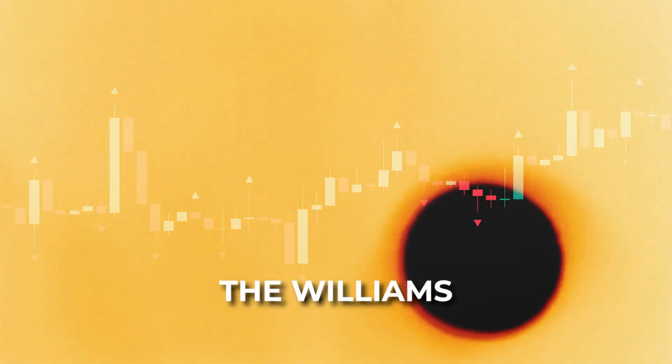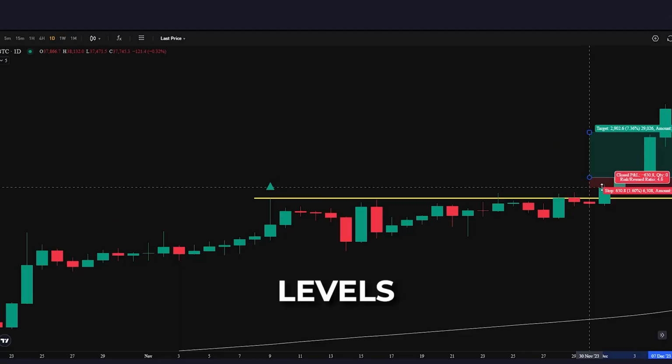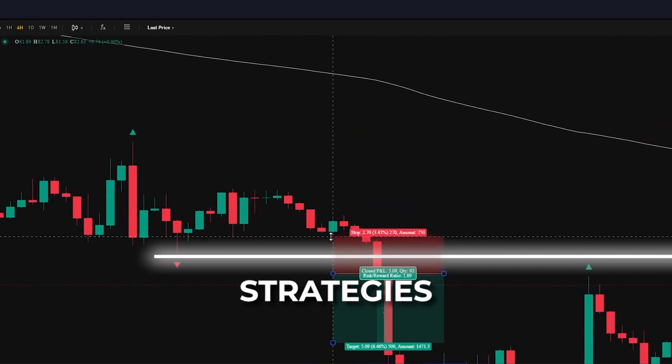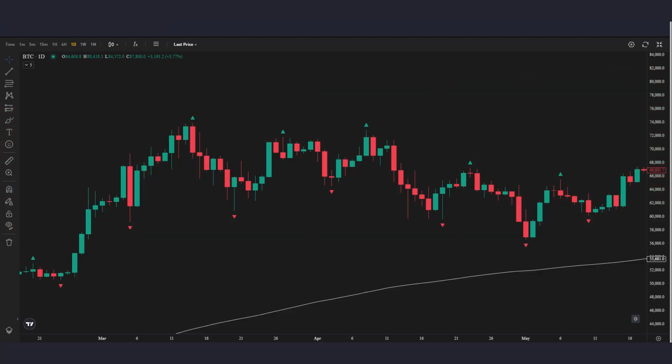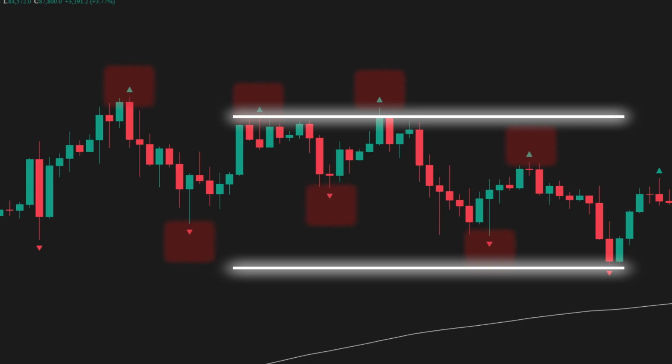Hi, traders! The Williams Fractal indicator is an effective tool for identifying key price levels. Let's take a look at how to use it to build profitable day trading strategies. Williams Fractal is a simple yet very useful indicator that helps identify important support and resistance levels on the chart.